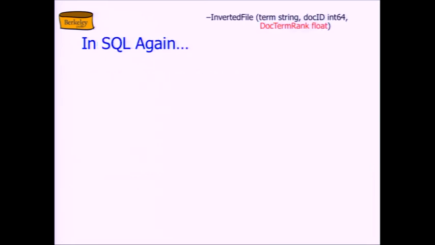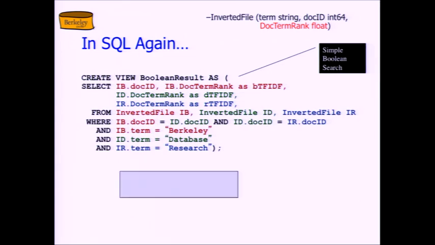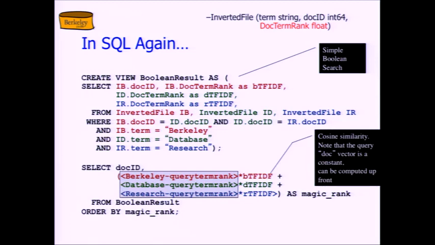So, we could do this in SQL again. There's our Boolean result. That's just what we had before, Berkeley database research. And remember we had the magic rank function. Well, here's what we're going to do. We're going to take the Berkeley query term rank and multiply it by the TF-IDF.